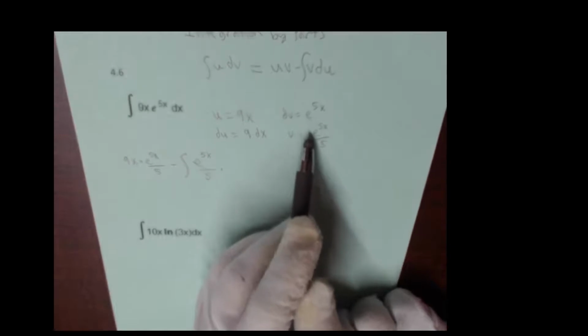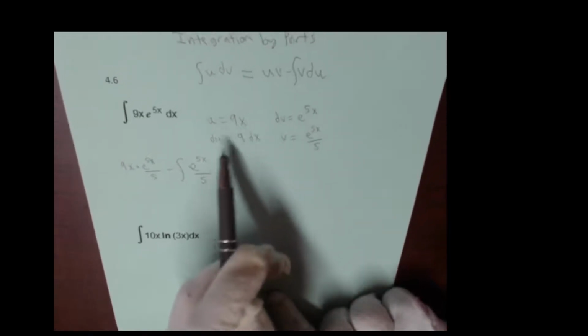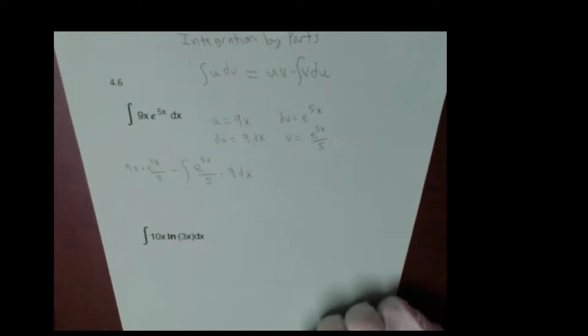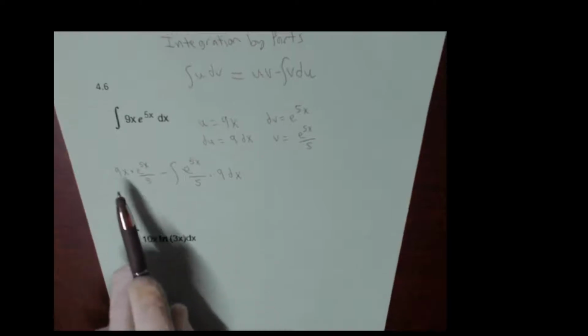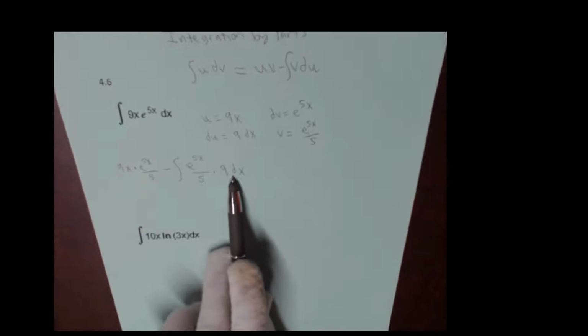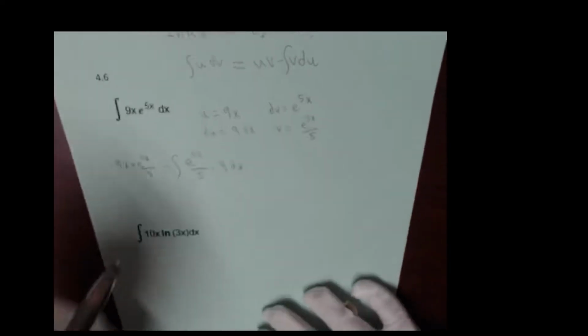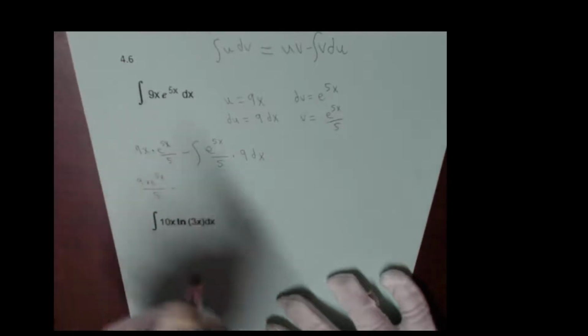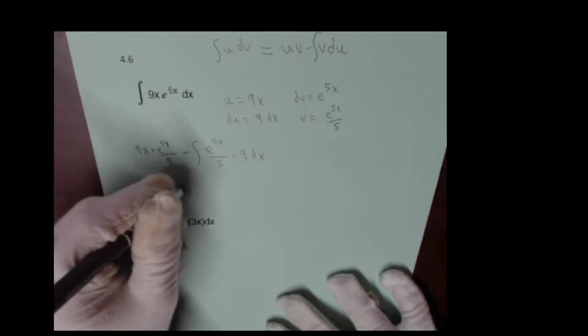times du. And du was just 9. So now it's just 9 dx. So that's uv minus the integral of v du, which is 9 dx. Okay, so take a look at that and see how I substituted that all in. So this is just 9x e to the 5x all over 5 minus the 9/5 I can pull out of this integral.